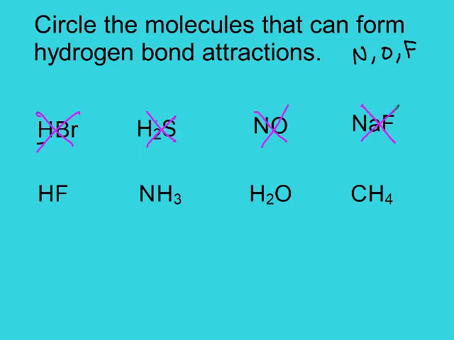NaF is ionic, so that takes it off. HF, we have hydrogen, and we have a fluorine. So HF can form hydrogen bonds with itself. NH3, we have N and H, so again, that can form hydrogen bonds with itself. Water can form hydrogen bonds with itself. And C and H is nonpolar, first off, so there's no way that that could form hydrogen bonds with itself. And there's no N, O, or F. Some of these molecules could form hydrogen bonds with the circled atoms, but they couldn't form hydrogen bonds with themselves.